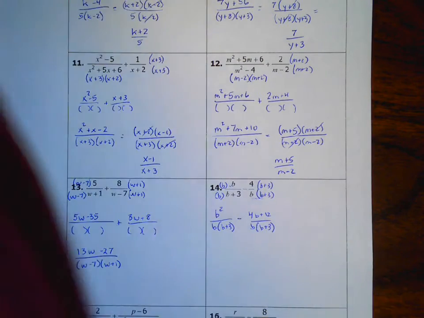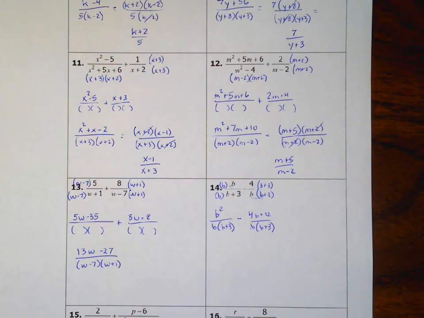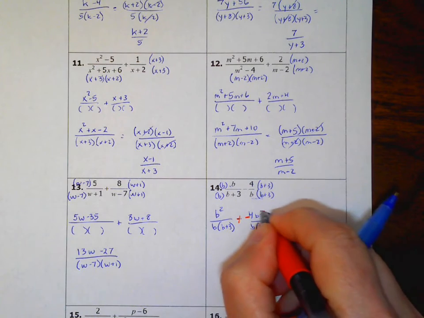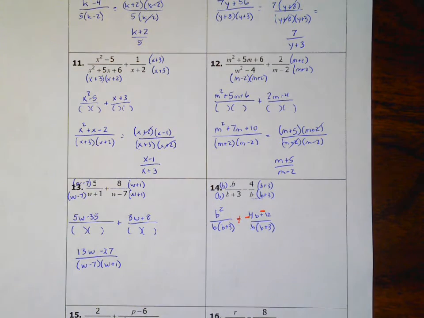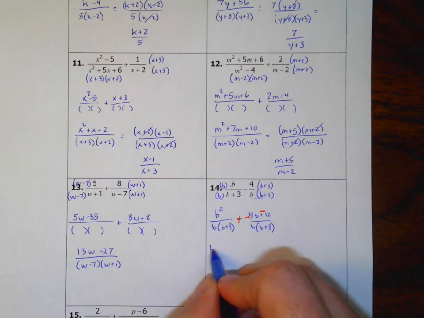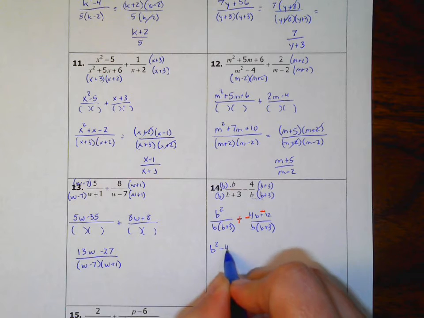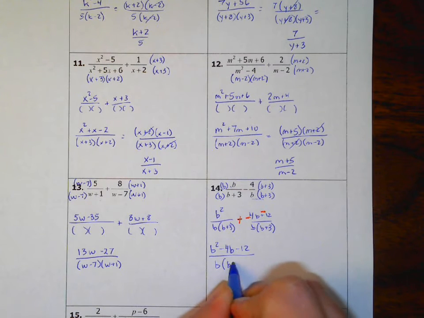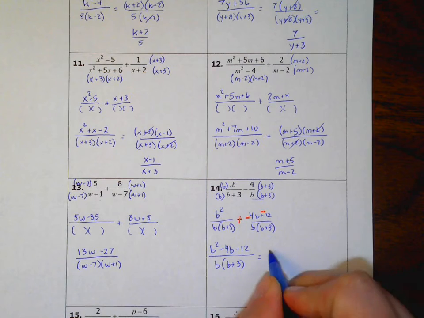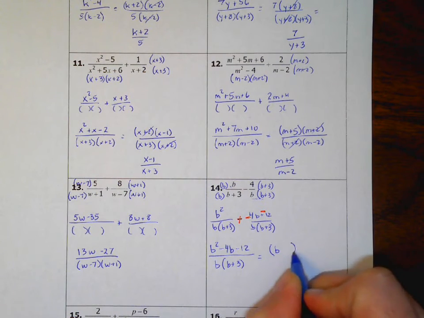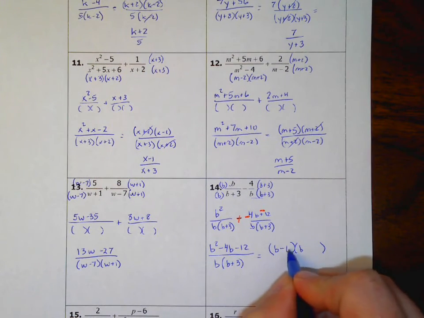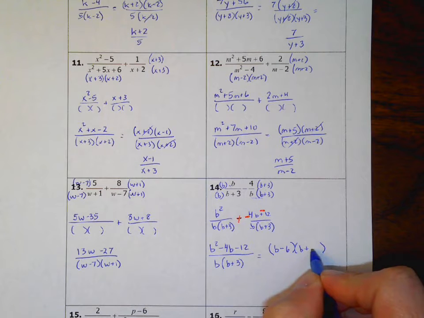Okay, a lot of people would like to do this just so they don't forget, if you take that negative through, so that's helpful for some people. So I have b squared minus 4b minus 12 over b and b plus 3. Okay, if I factor this, it's negative 6 and plus 2.